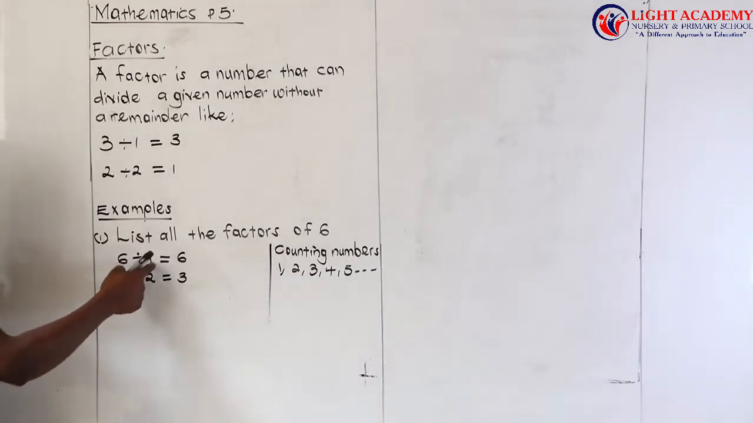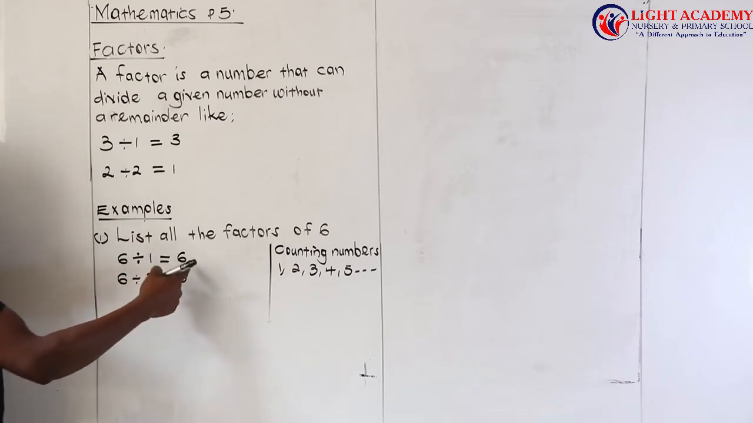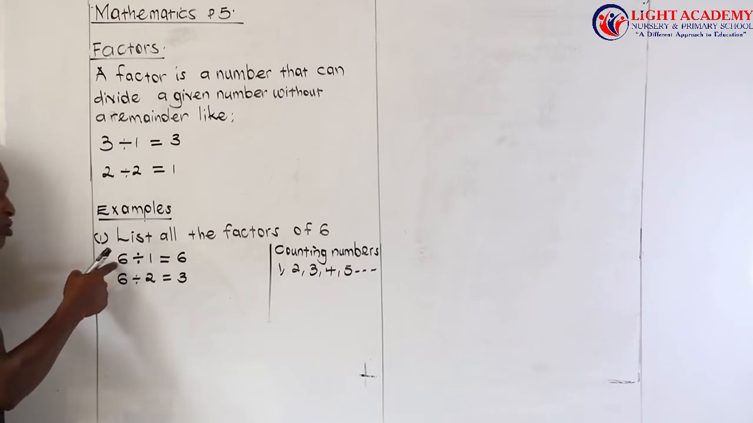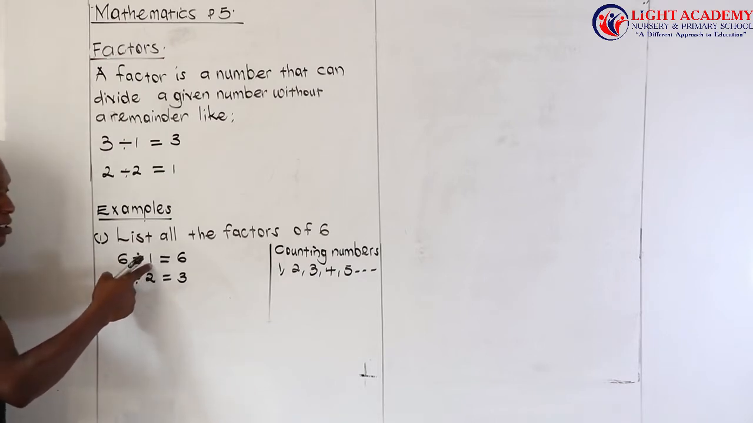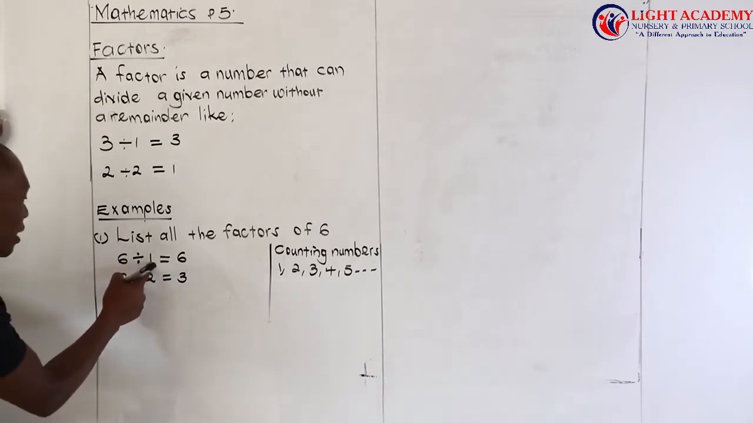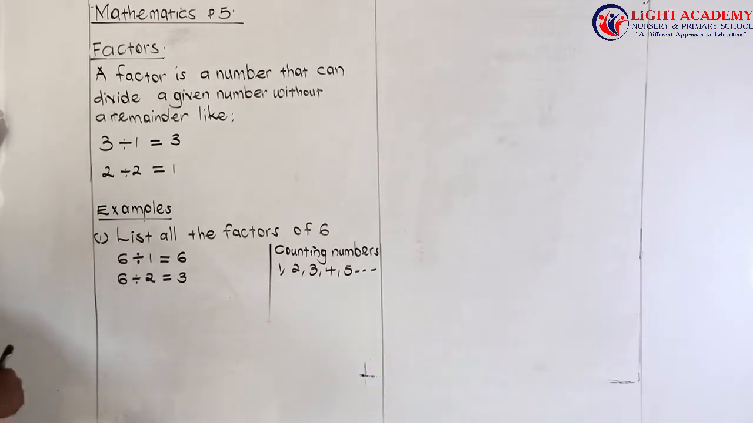Just like in the first case, I've said 6 divided by 1. The answer I get is 6. Meaning, when I give 6 oranges to one child, he takes all of them without a remainder. And therefore, number 1 is a factor of 6.